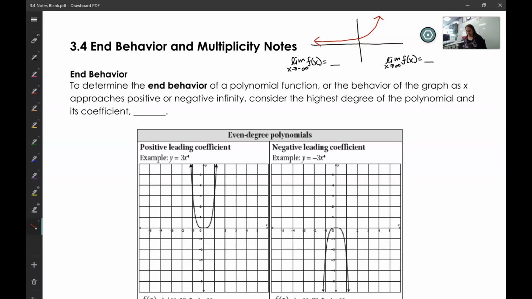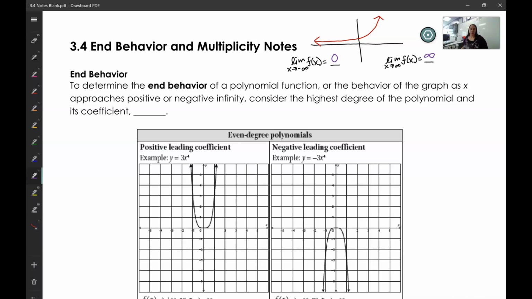So for this graph right here, as x goes to negative infinity, the left, what does the graph get closer and closer to? Well, 0. That graph is getting closer and closer to 0. And then we would say, okay, now let's go to the right. As the graph goes to the right, where is it going? It's going up to infinity. So that's what we did in the first chapter of the year.